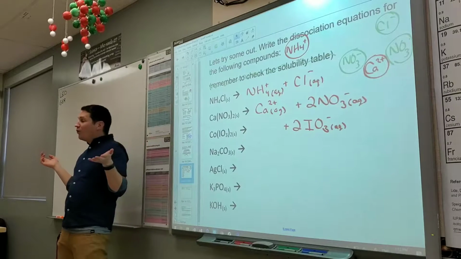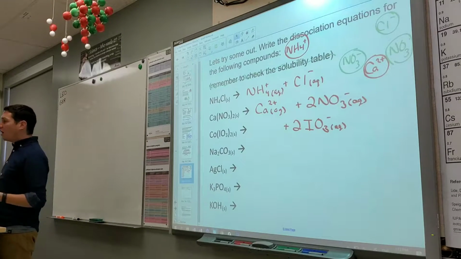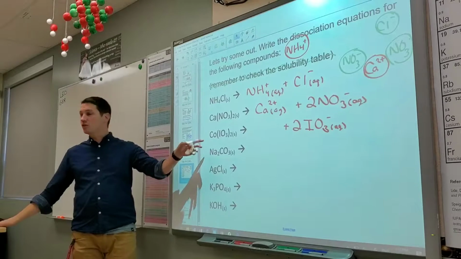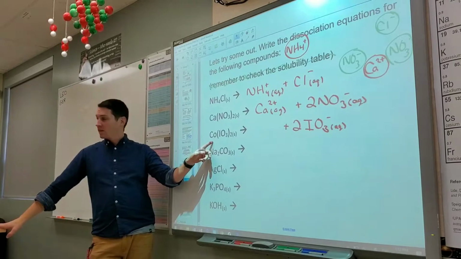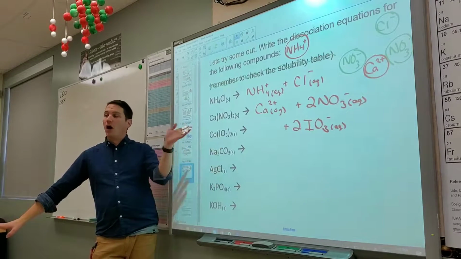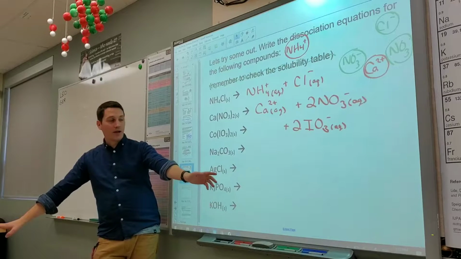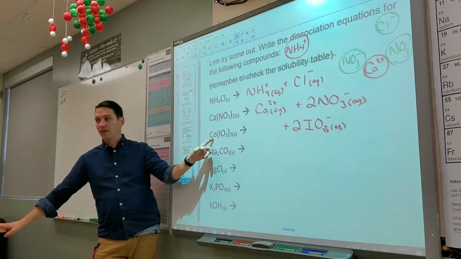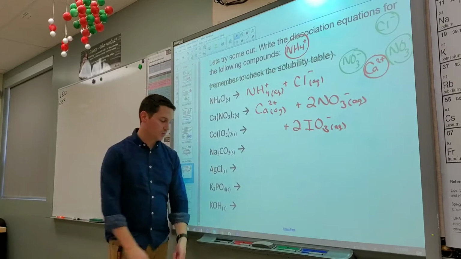So what do you think has to be the charge on the one cobalt? Has to be 2 plus. Why does it have to be 2 plus? Because all the charges have to add up to be 0, right? If we have 2 negatives, we have to have 2 positives, and there's only one of them, so it has to be 2 positive.